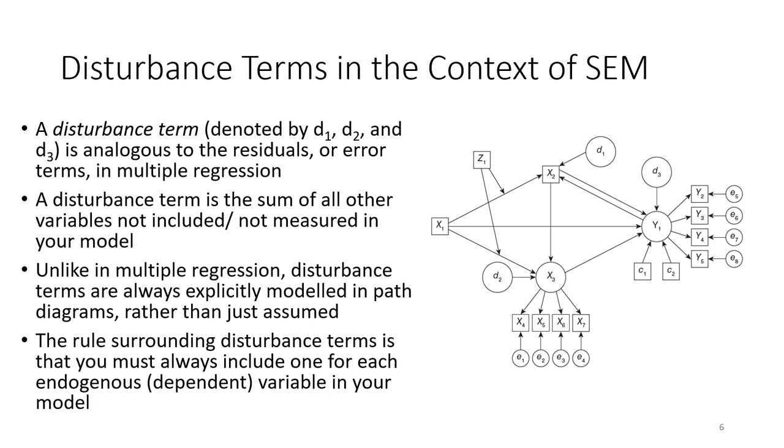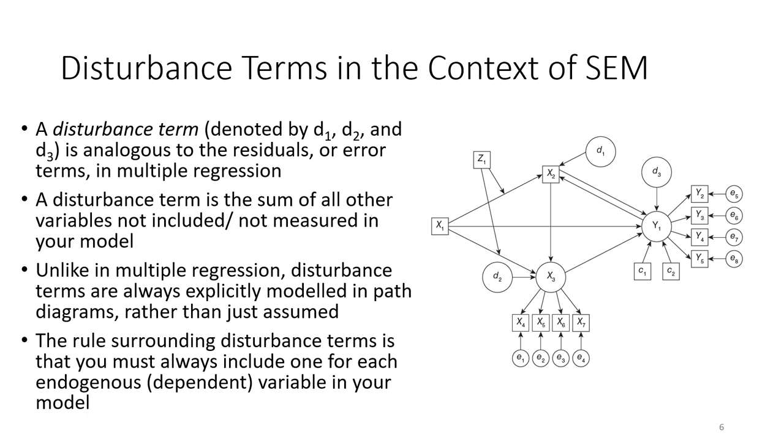because we don't have to explicitly model the error term in multiple regression. However, we do need to explicitly model the error terms or the disturbance terms in structural equation modeling every time that a variable is endogenous. So you can see that there are three endogenous variables here. X2 is endogenous because X1 has an arrow going towards it. X3 is endogenous because X1 has an arrow going towards it. And Y1 is endogenous because there are multiple arrows going towards it.